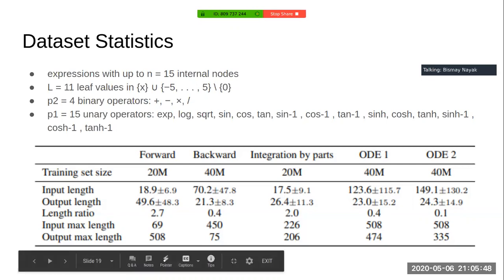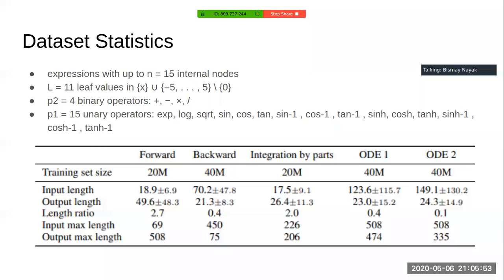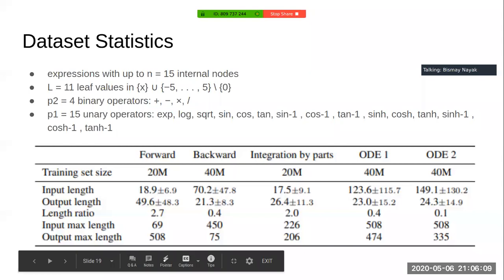They generated 20 million examples for forward generation, 40 million for backward generation, 20 million for integration by parts, and 40 million each for ordinary differential equations of first and second order. These are the statistics for the data that has been used.